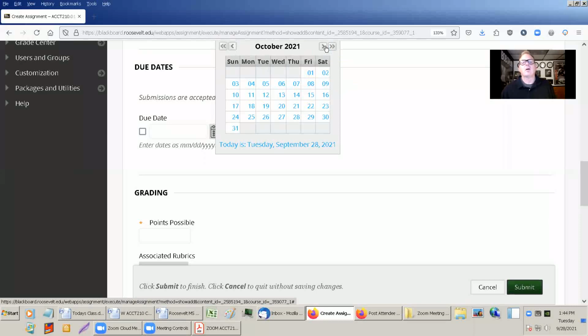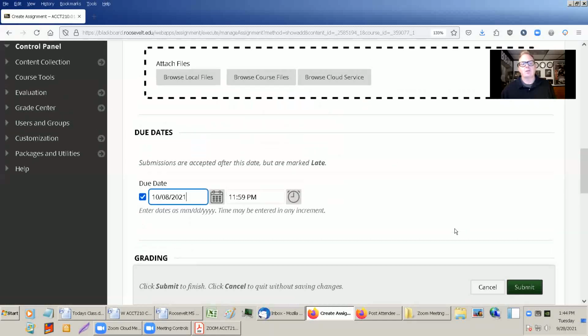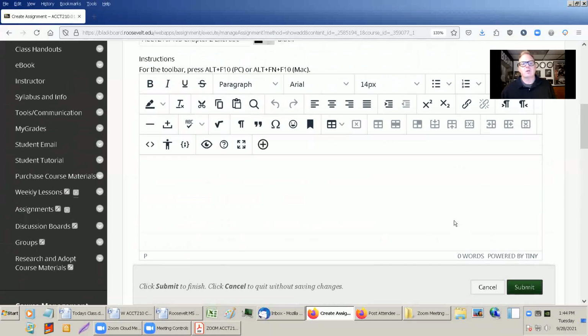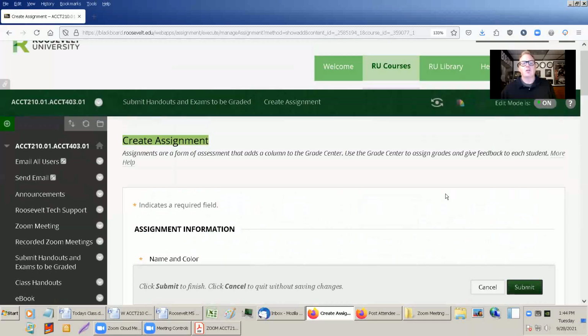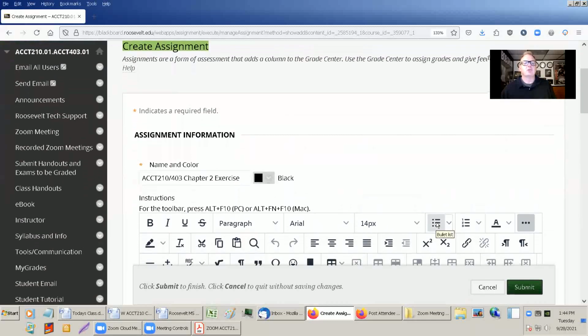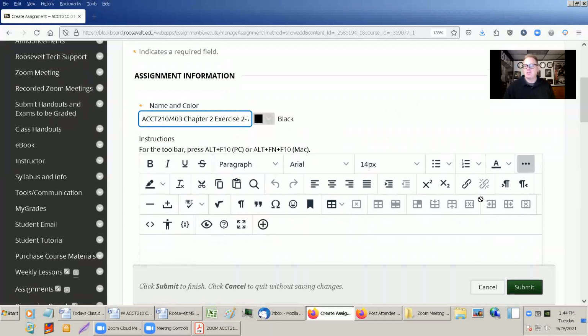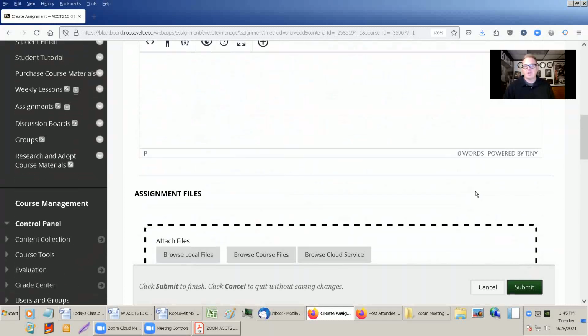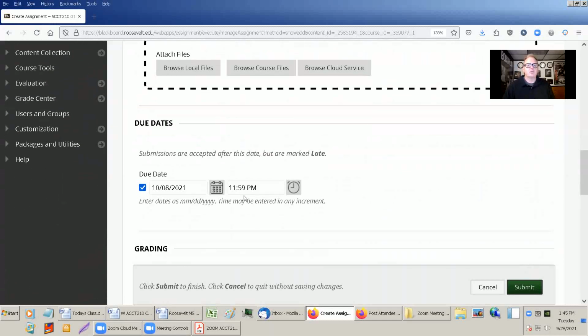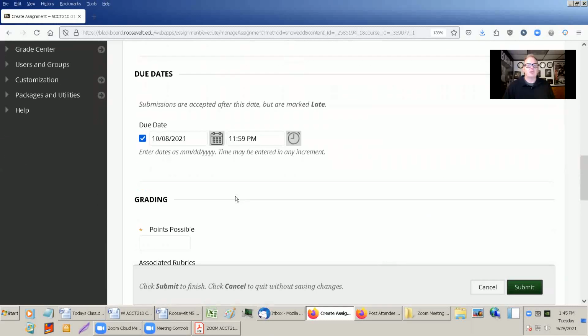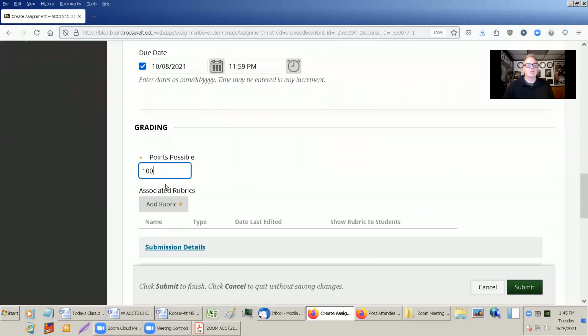Didn't you already make an attachment for this? I don't think so. Isn't this part 2? No, this is chapter 2, exercise 2-7. Oh, but there is a drop for the handout too. I did put it there. Okay, possible points, 100.